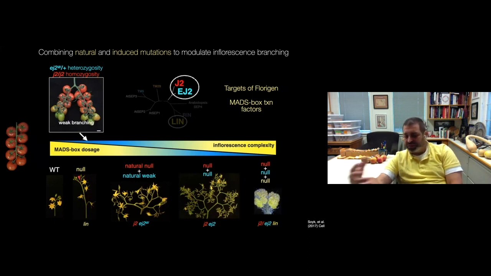So this is nice to be able to see that we can tune these traits quantitatively by playing with dosage, and in many ways playing with epistatic relationships among florigen and antiflorigen as well as the redundancy among these MADS-box transcription factor genes.